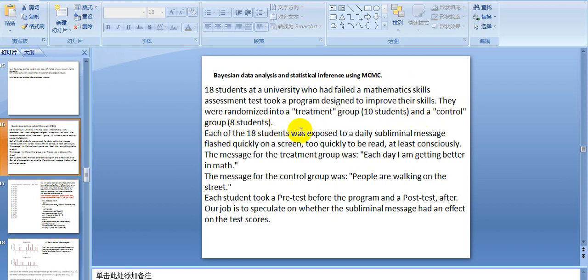Each of the 18 students was exposed to a daily subliminal message flashed quickly on a screen, too quickly to be read, at least consciously. The message for the treatment group was, "Each day I'm getting better in math." The message for the control group was, "People are walking on the street." Each student took a pre-test before the program and a post-test after. Our job is to speculate on whether the subliminal message had an effect on the test scores.